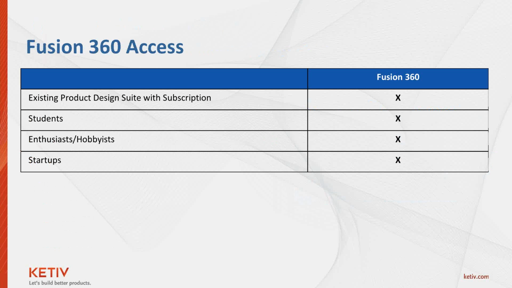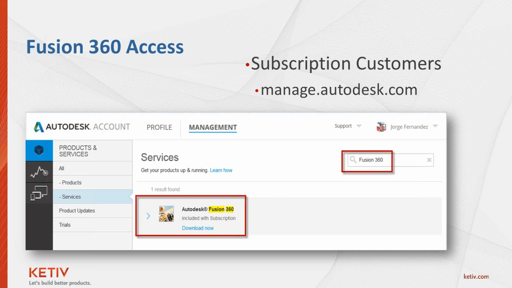And who gets Fusion? So if you have Power Design Suite today, and you're on subscription, you do have access to Fusion 360. You don't have to do the trial. Also, as I said before, this is geared towards enthusiasts, hobbyists, startups, students. All of you can have access to it. How do you get that access? If you're a subscription customer, you can log on to manage.autodesk.com, and under the Services tab, you'll see it there, Autodesk Fusion 360. And you can also search for it in the top right.